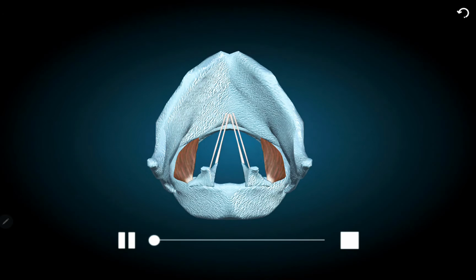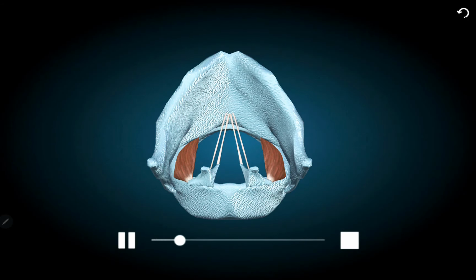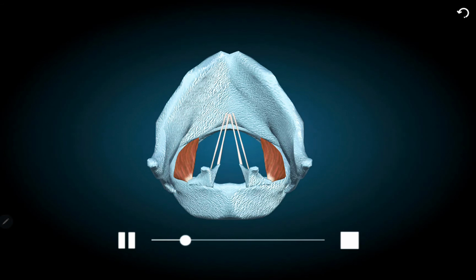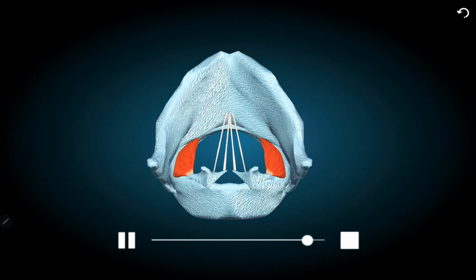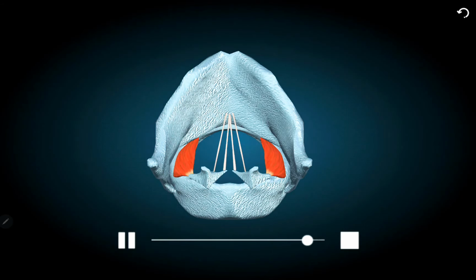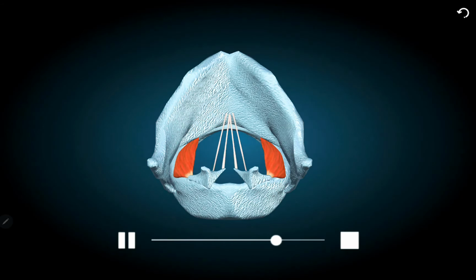So if you see the action of this lateral cricoarytenoid, it is going to close the vocal cords. So adduction of the vocal cord. Once it is acting, it is closing the vocal cords. The fading away, guys, is when the muscle is not acting. When the muscle is not acting, it's open. When it is highlighted, the muscle becomes red, it is activated. So once the muscle is contracting, it is going to close the vocal cords.